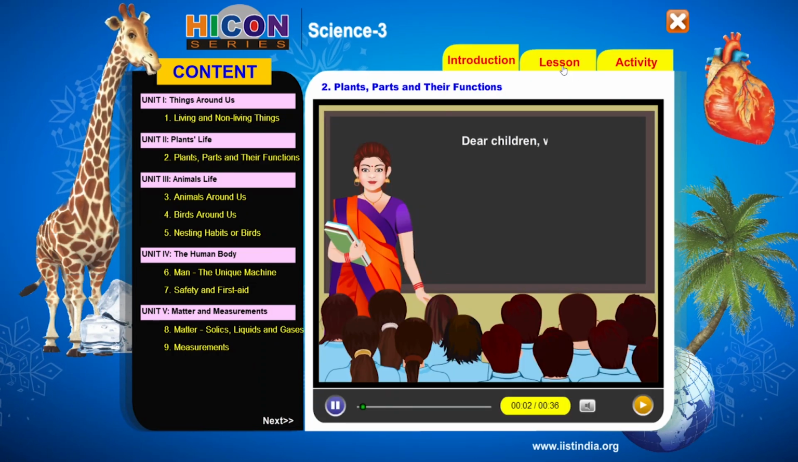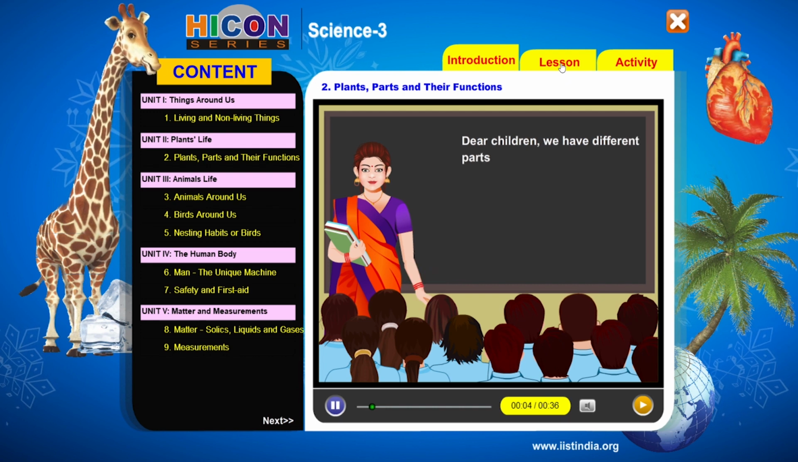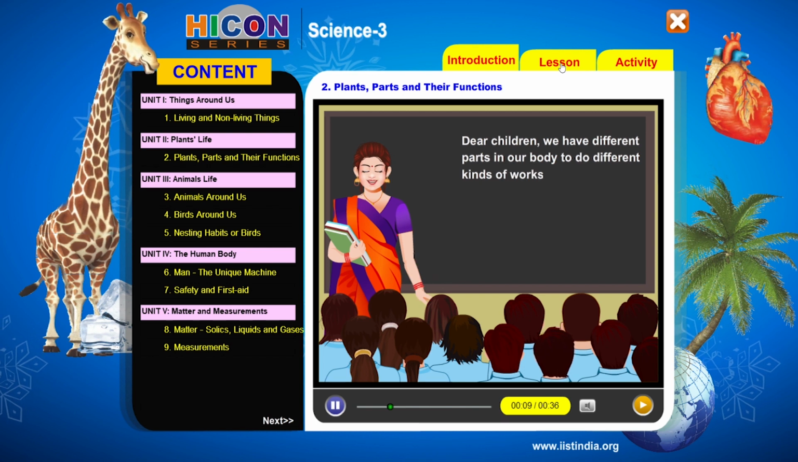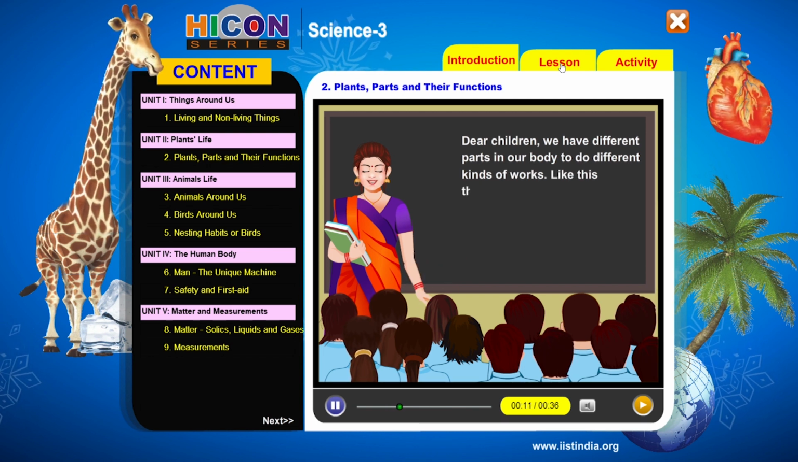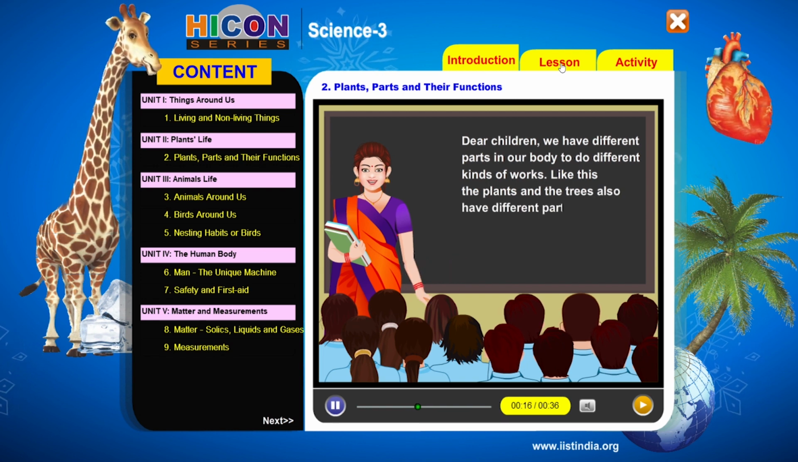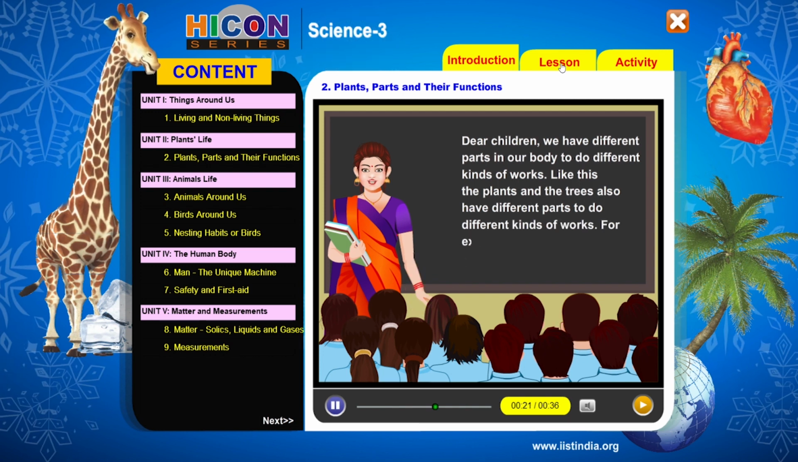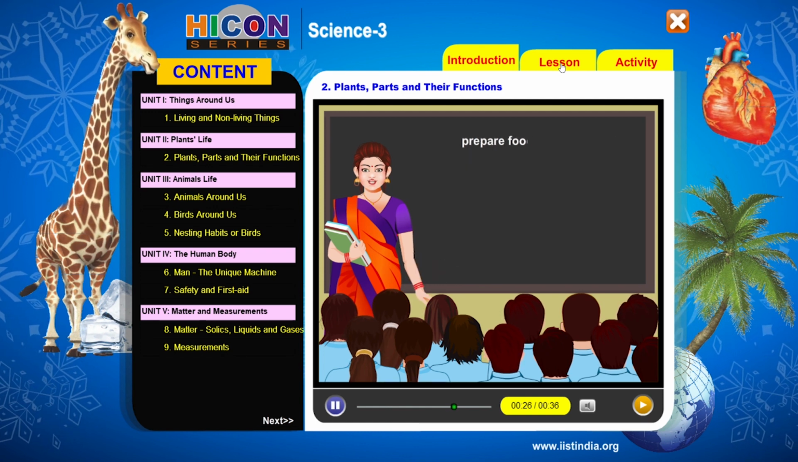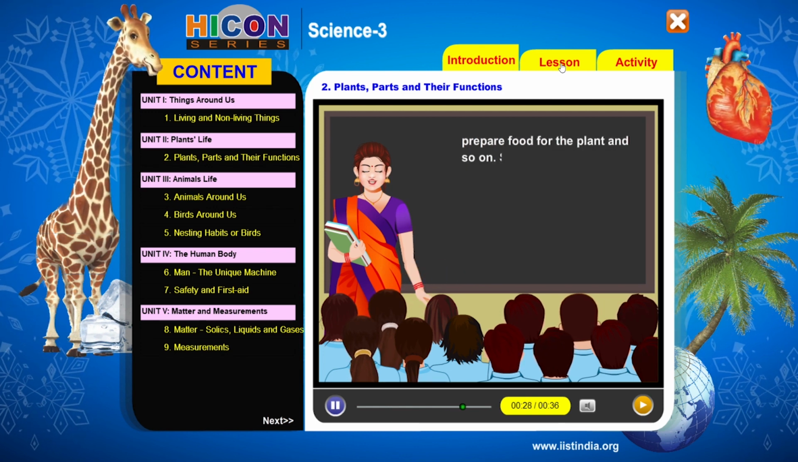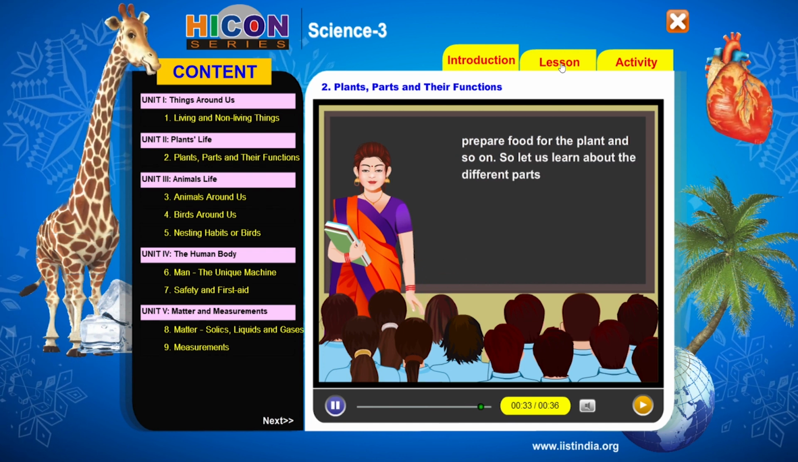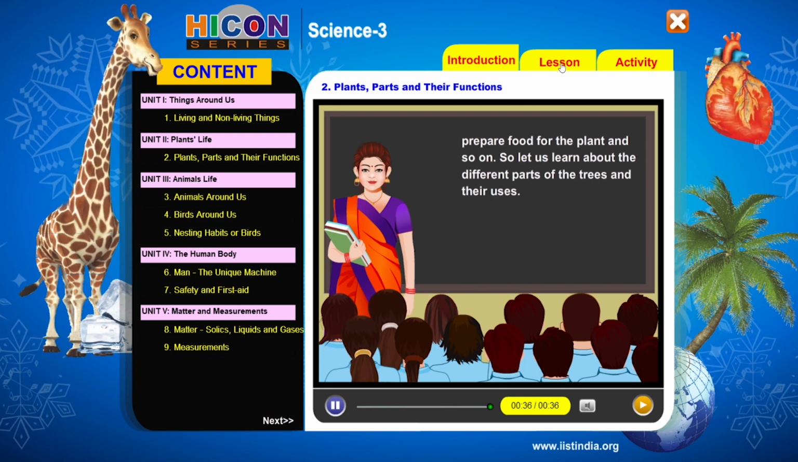Dear children, we have different parts in our body to do different kinds of work. Like this, the plants and trees also have different parts to do different kinds of work. For example, the leaves of the trees and plants prepare food for the plant and so on. So, let us learn about the different parts of the trees and their uses.